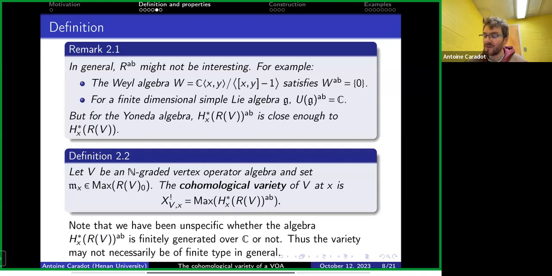One important thing to notice here is that we have no idea, at least for now, on the finite generation of this commutative algebra. It might be finitely generated or not. So maybe this variety is of finite type or of infinite type, but for now it's completely unspecified. We don't have any information for that right now. We will get more information on that later on.